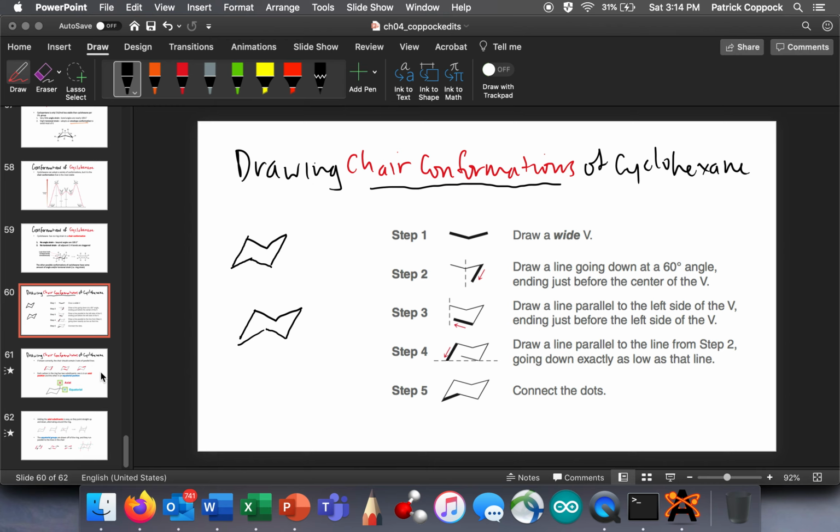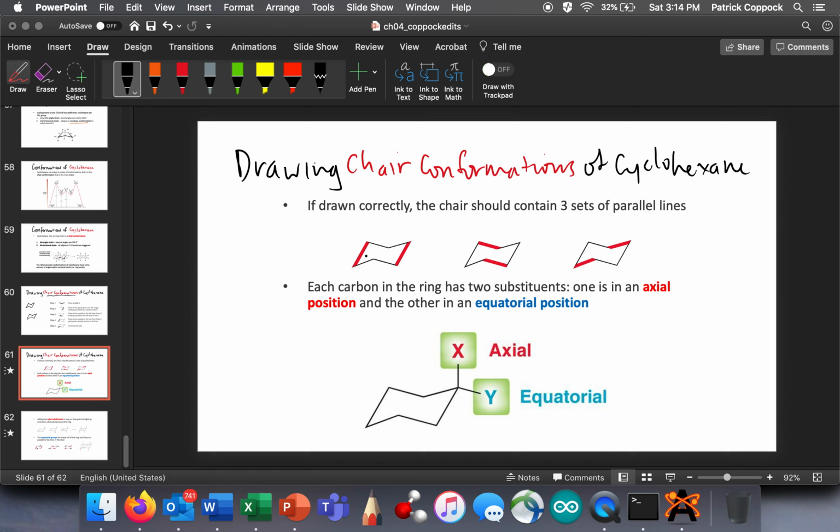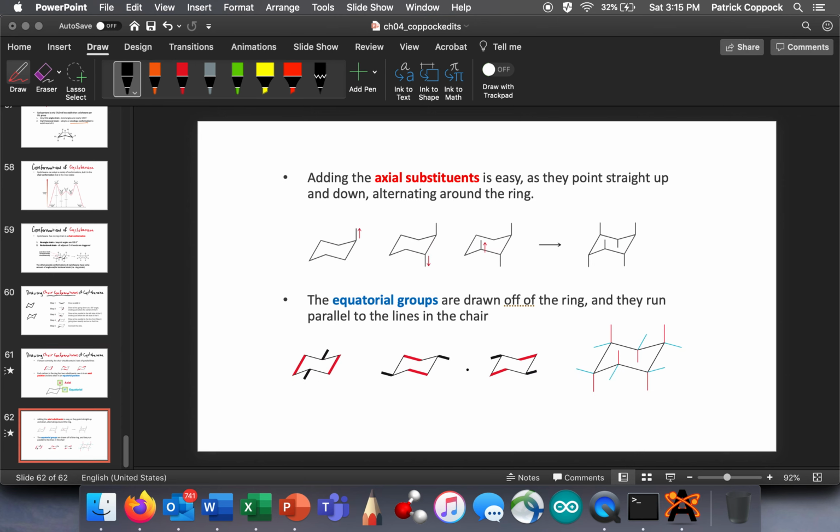Now what we want to do is put things on it. I pointed out to you a second ago that there are 3 sets of parallels, because there are 6 bonds. So those 2 are parallel, those 2 are parallel, and these 2 are also parallel. Now each carbon has 2 substituents. When it's just cyclohexane, those are hydrogens. The ones that are pointing up are called axial because they're in the axis of the cyclohexane. The ones that are going out are called equatorial, and that's because when we build them all, you'll see they're sort of going around the equator of the molecule. Okay, so let's draw those now.